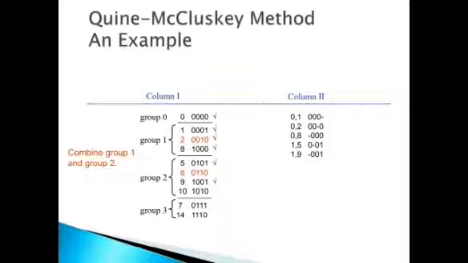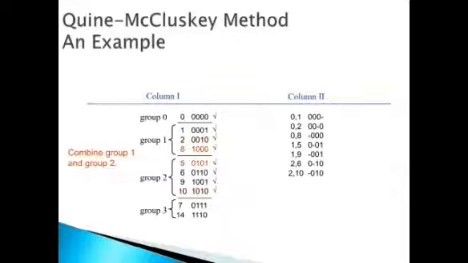Now again we will compare 2 with 6. In the comparison of 2 and 6, we get a combination 2, 6, that is 0 dash 1 0. Similarly, we will compare it with other elements of group 2. We will perform this comparison for every element available in the groups.